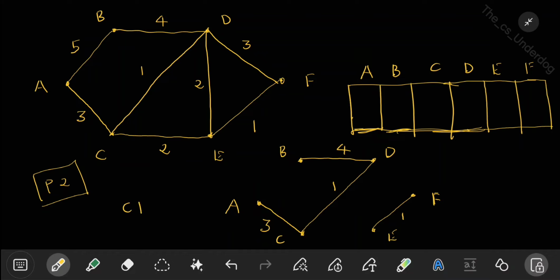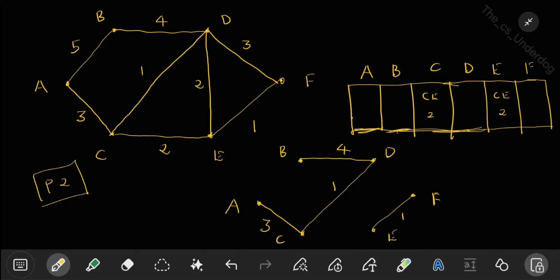Let us see CE. What about CE? CE has value 2. C is from one component. E is from a different component, because of which C and E will give you different representative elements if you do a find operation on C and E. So then what should you do? You should add the entry in this array. Corresponding to C, you will add CE with value 2. Similarly, on E also you will add CE with value 2.